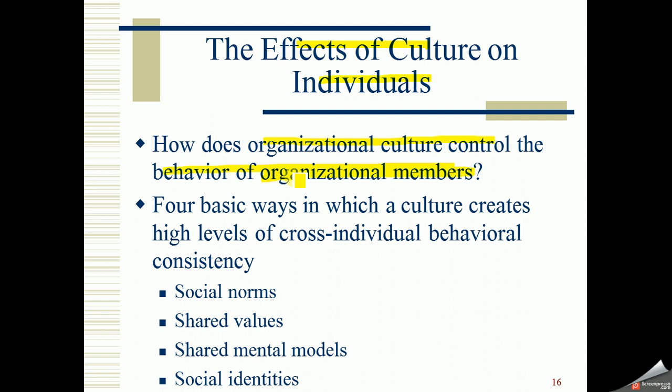The studies have shown that there are four basic ways in which a culture creates a high level of cross individual behavioral consistency. These four basic ways create this consistency in the behavior of the individuals. The first thing is social norms. Every culture has certain norms.